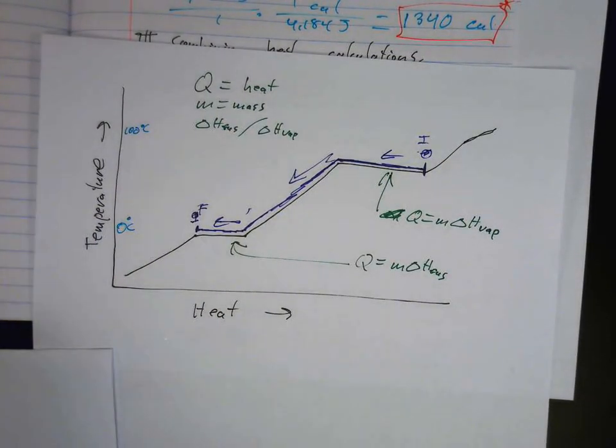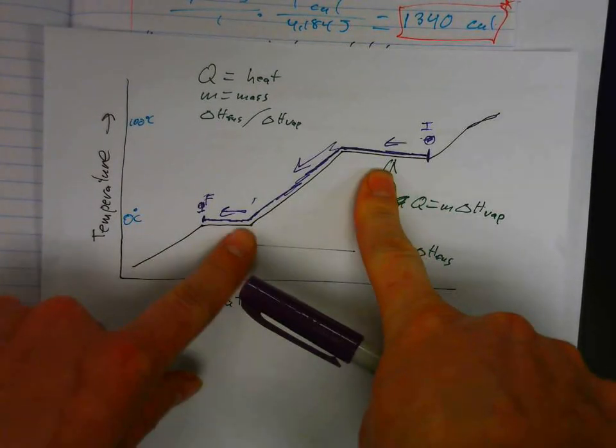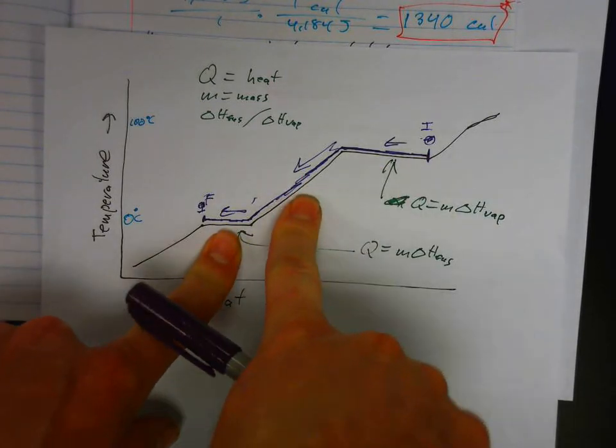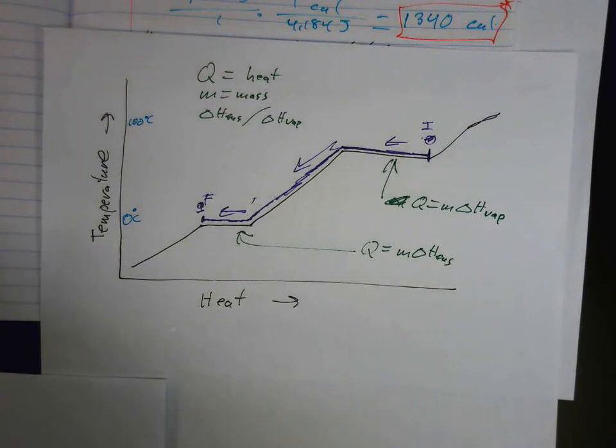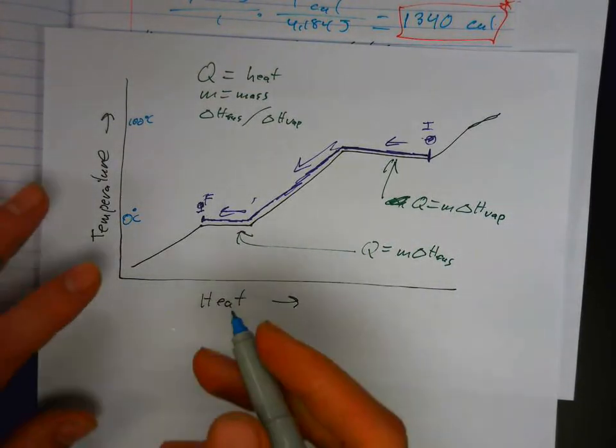Now, we have the equations for the phase changes, but what about this point? How do we figure out the temperature here? Well, this is an equation that we've already dealt with earlier. And so this is the equation.